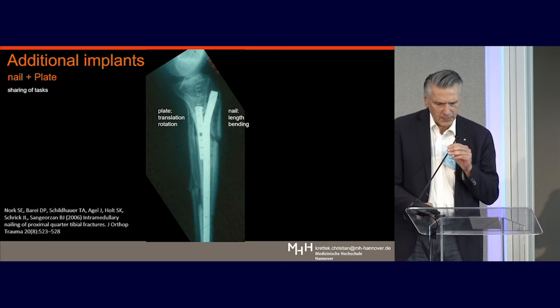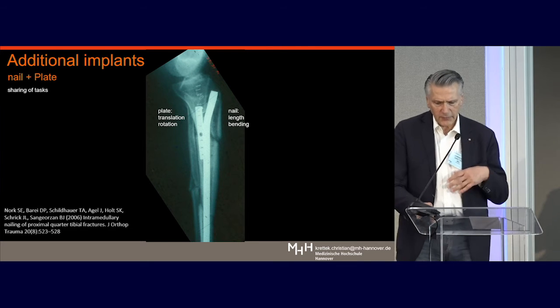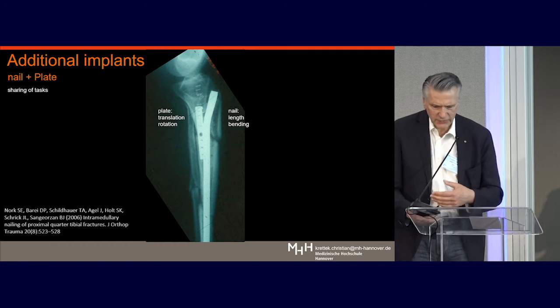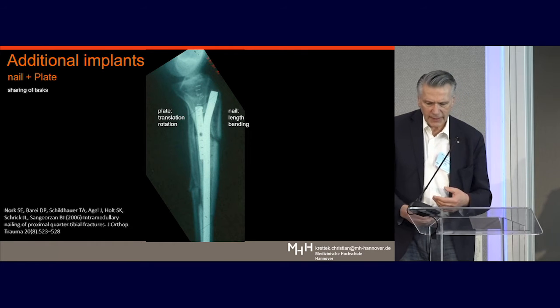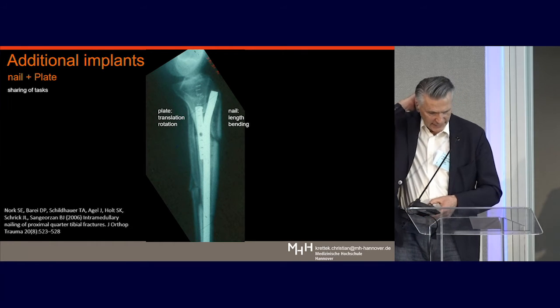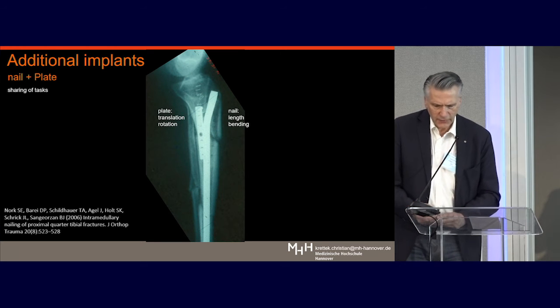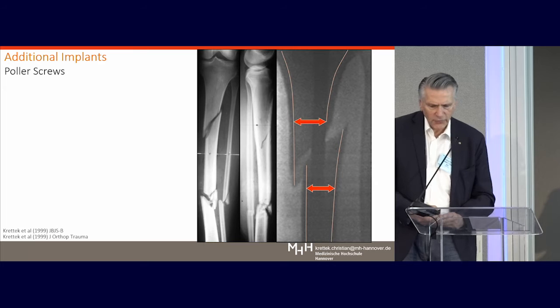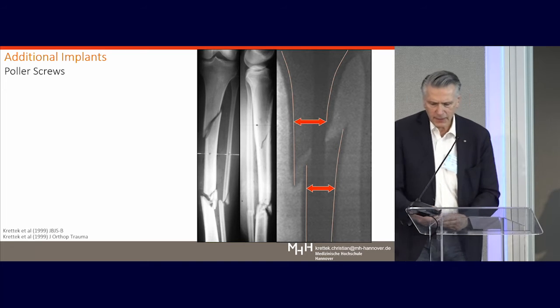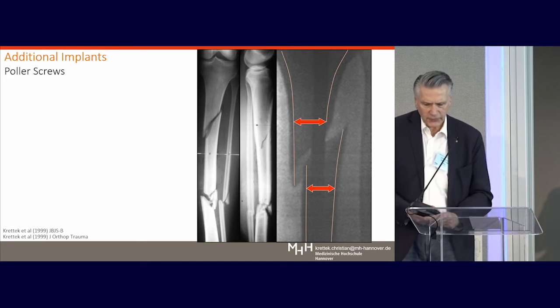This distributes the task between nail and plate. The plate is responsible for managing translation and rotation, while the nail is defining length and addressing the compensation for bending. Polar screws have played a major role in recent years.